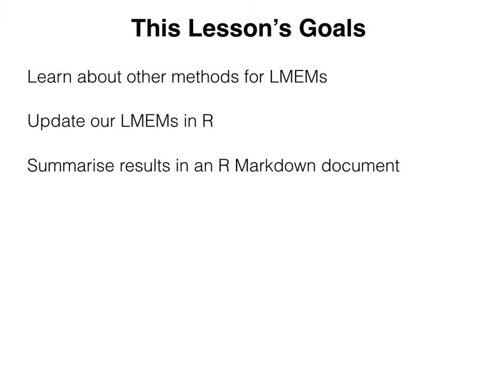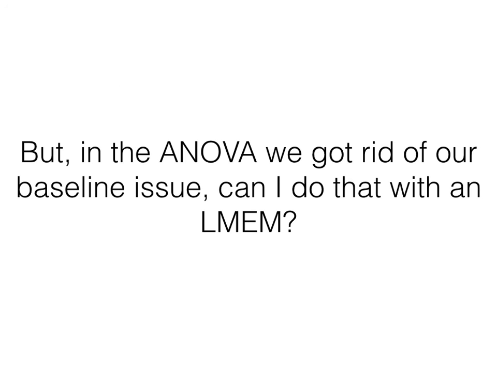So part of the goal of this last two-part lesson has been to show you that linear mixed effects models can be an alternative to ANOVAs. However, you may still have some lingering doubts. For example, in an ANOVA, we got rid of our baseline issues. But can we do the same thing with linear mixed effects models?